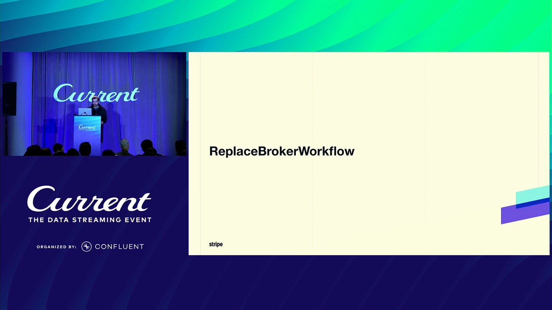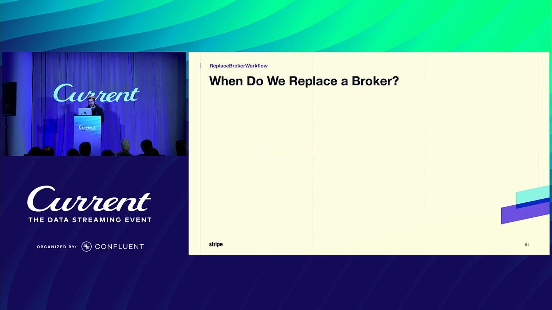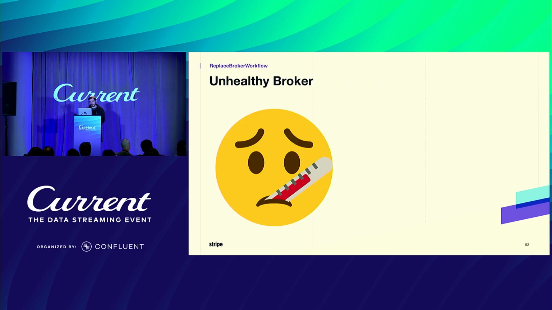Another good example for when you would want to use Temporal would be our replace broker workflow. Our replace broker workflow, like you can imagine, replaces brokers. And there are two use cases for when we want to replace a broker. The first use case is that the broker is just unhealthy. We call the AWS API to check whether the brokers within our clusters are healthy. If they return that one of them isn't, then we want to go ahead and replace that specific broker.